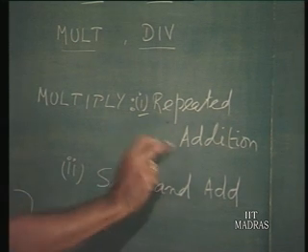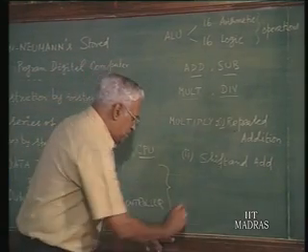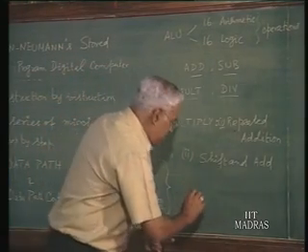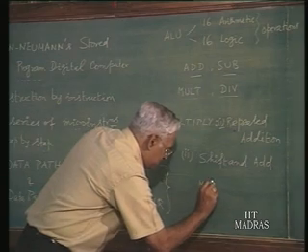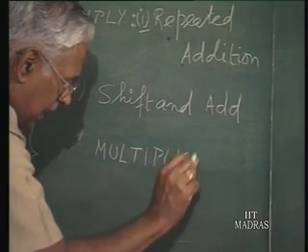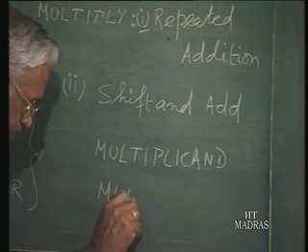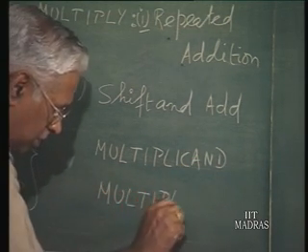Now, in the repeated addition, let us see what it is, which is straightforward. A multiply will be having a multiplier and a multiplicand. So, multiplicand and multiplier. Now, these are the two data.